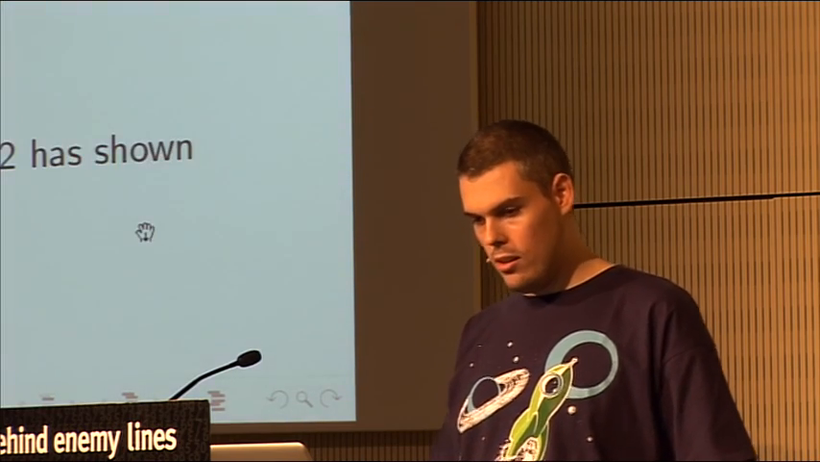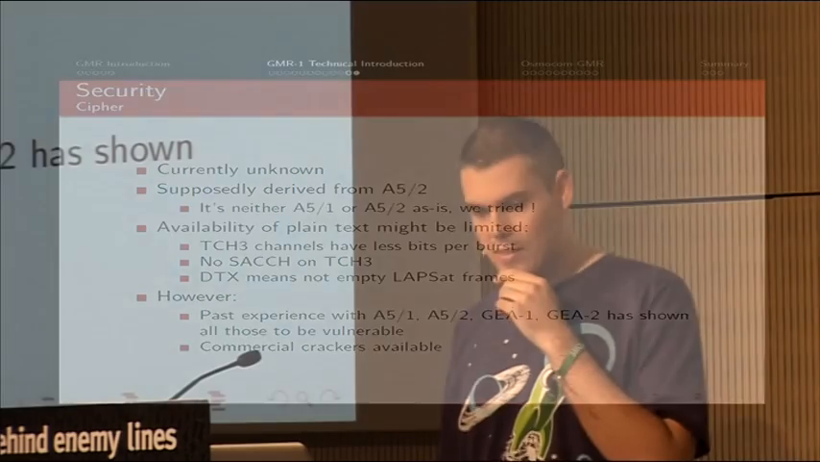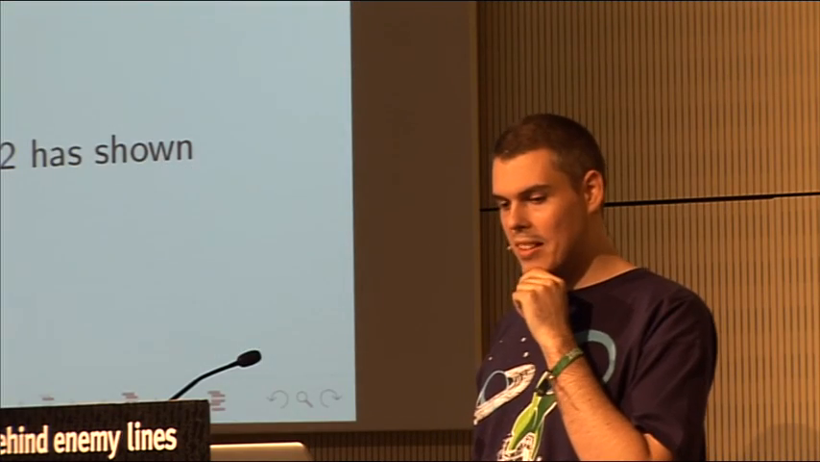And finally, the cipher is still applied at layer 1. About the cipher itself, it's currently unknown. It's supposedly derived from A5/2. The spec kind of strongly hints at that, and some other people have told us that, but that's about all we know. We actually tried A5/1 and A5/2 just in case it was that, and we tried some minor modifications on them, but it didn't work. So yeah, we're looking into it.